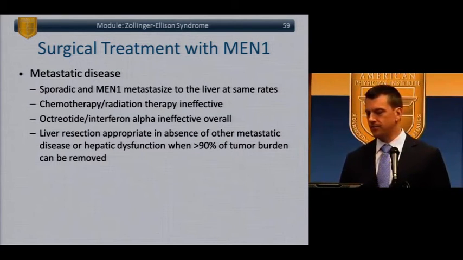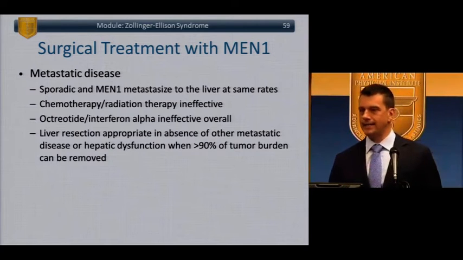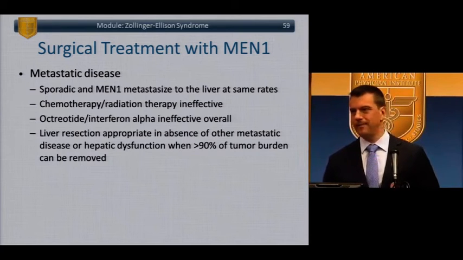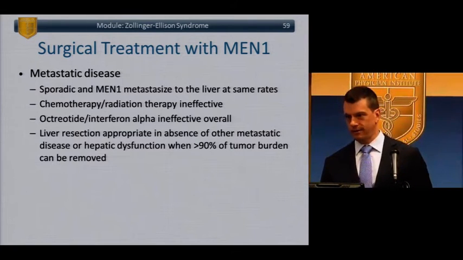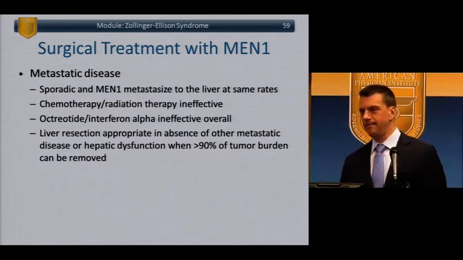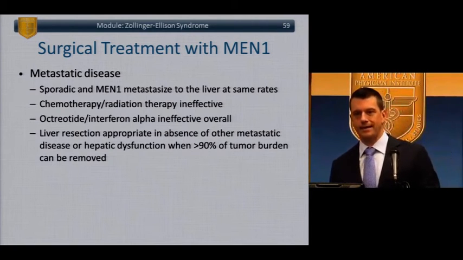Liver resection is appropriate if there's no other metastatic disease and you can get rid of 90% of the tumor burden. If it's scattered throughout the liver, that's not going to be that helpful. But if you have one large tumor or the burden confined to allow you an adequate liver remnant, then that partial hepatectomy would be indicated.